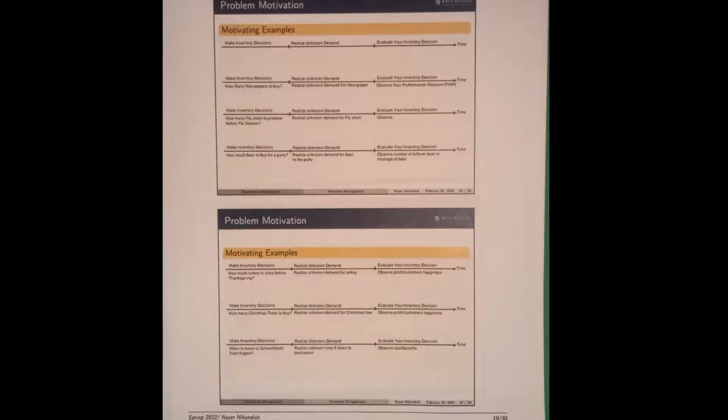In both of these cases, retailers usually make commitments, make orders in advance, and because the selling season is such a short season, consider turkey for Thanksgiving. It's just a couple of weeks, roughly. It usually is difficult to significantly change your inventory decision in the middle of the selling season. All right. It's the same thing with Christmas tree.